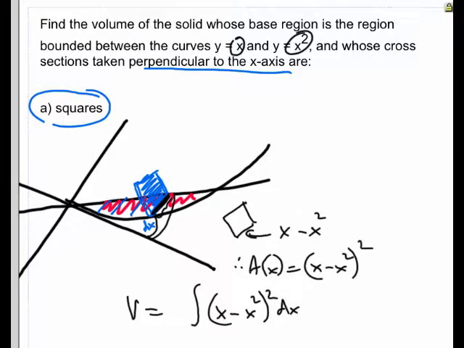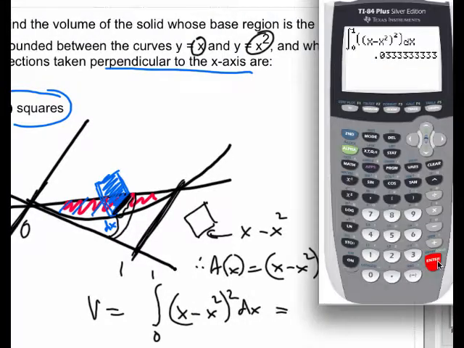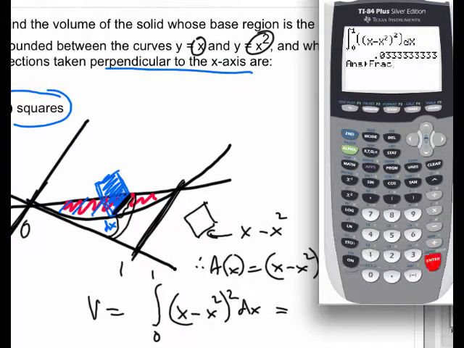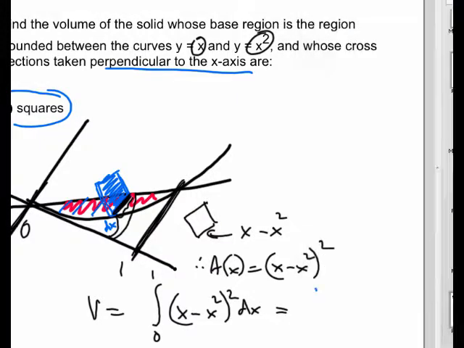Sum up all the cross-sections between the starting point, x equals 0, and the ending point, which is the point of intersection there, 1. And when we punch that in the calculator, we get a small value as a fraction that is 1/30.